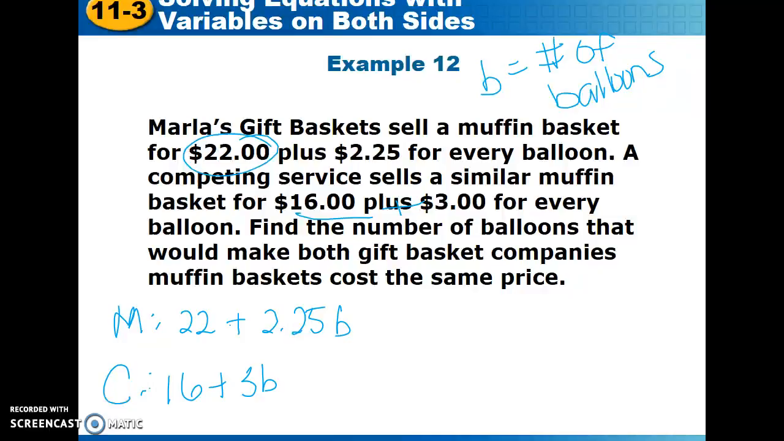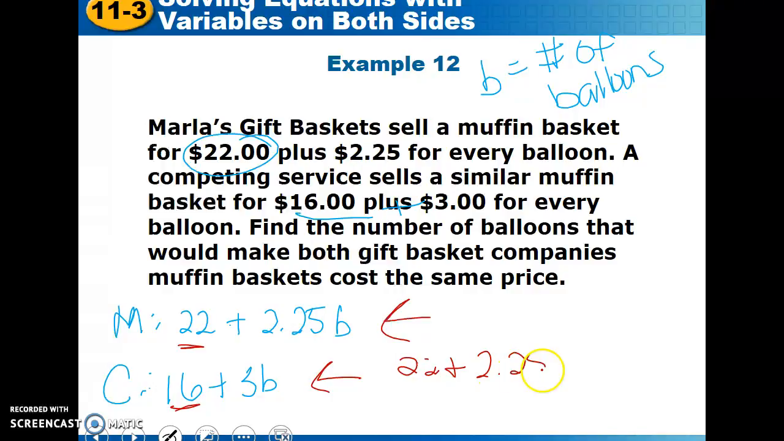Looking at the two expressions, one for Marla's gift baskets, and then one for the competing company. Marla's gift baskets were $22 plus $2.25 for every balloon, and the competing service was $16 plus $3 per balloon. So in writing an equation, you should have set them equal to each other: 22 plus 2.25b equals 16 plus 3b.